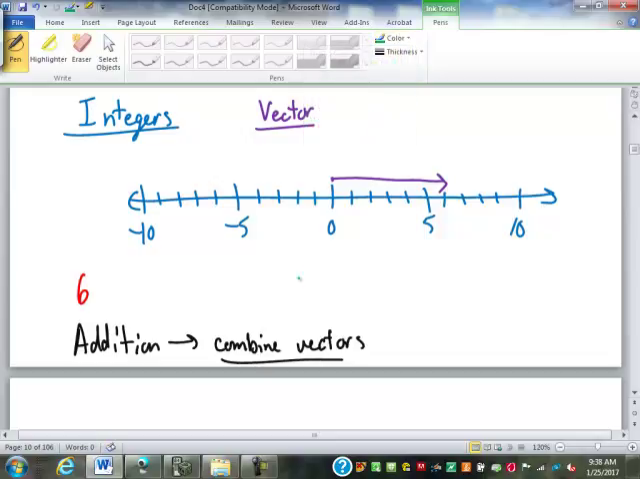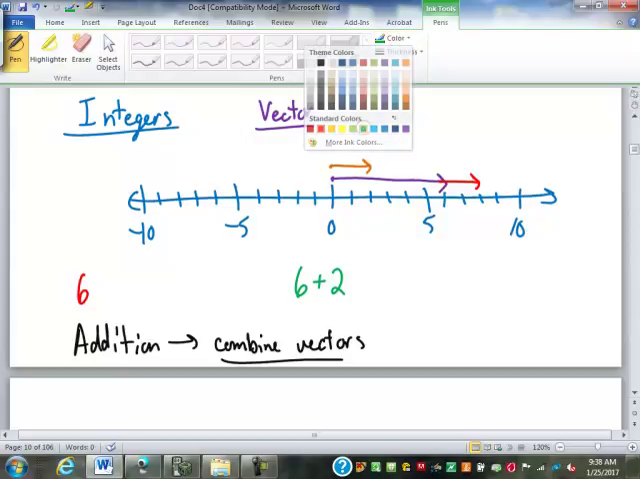So let's say I have 6 plus 2. What that means is I take this vector for 6 that I just drew, make the vector for 2, and addition means I'm going to combine those. So I'm going to move this vector for 2 to the end of the 6.